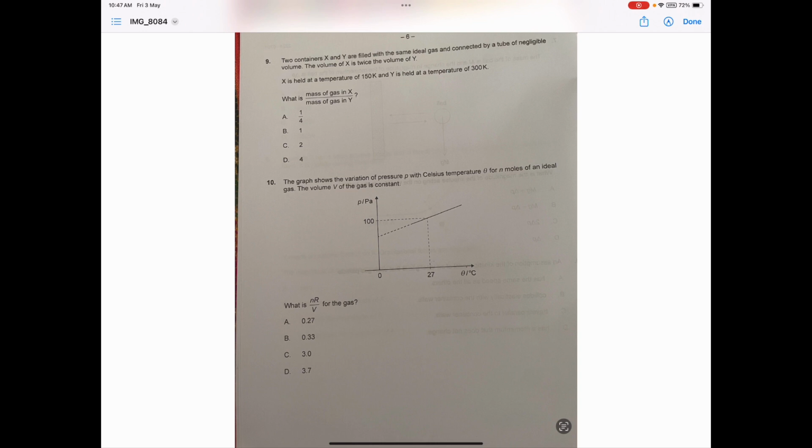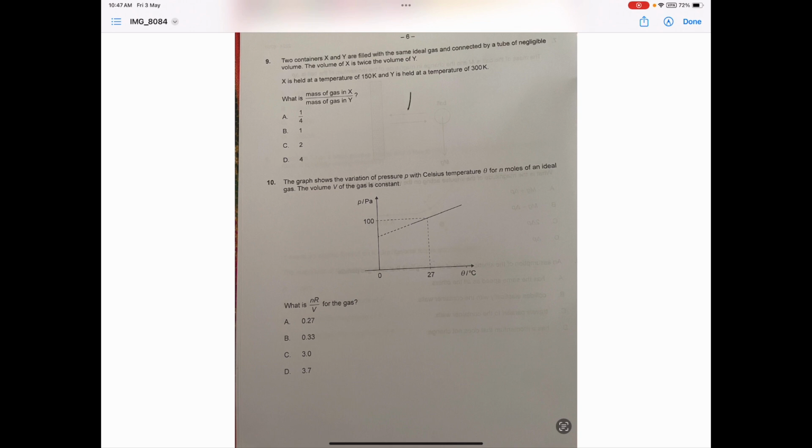So we have two containers, X and Y, and they're filled with the same ideal gas, connected by a tube of negligible volume. The volume of X is twice the volume of Y. So X is held at a temperature 150 K and Y is held at a temperature 300 K. What's the mass of gas in X over the mass of gas in Y?